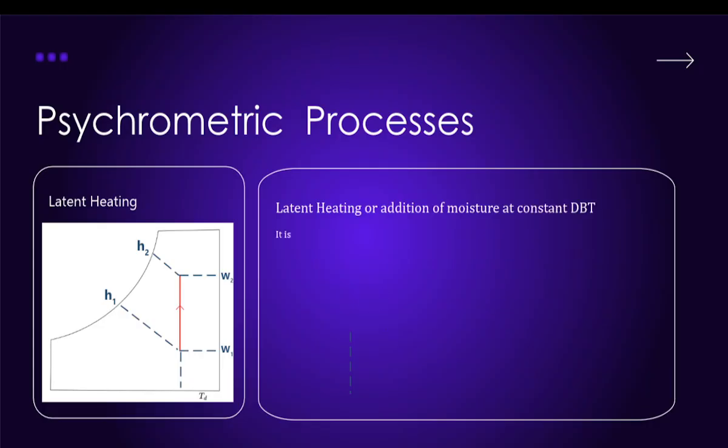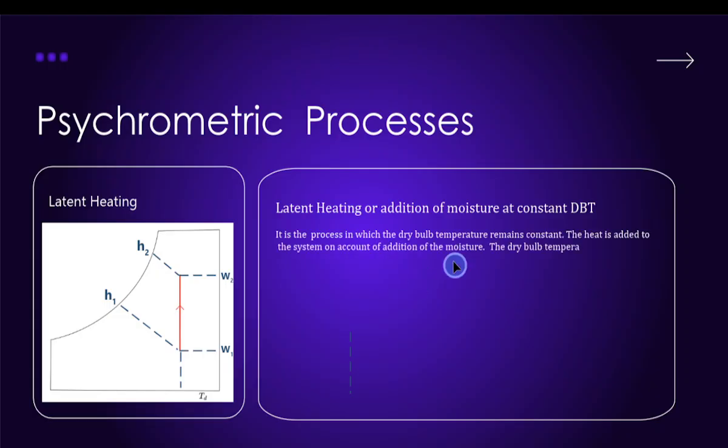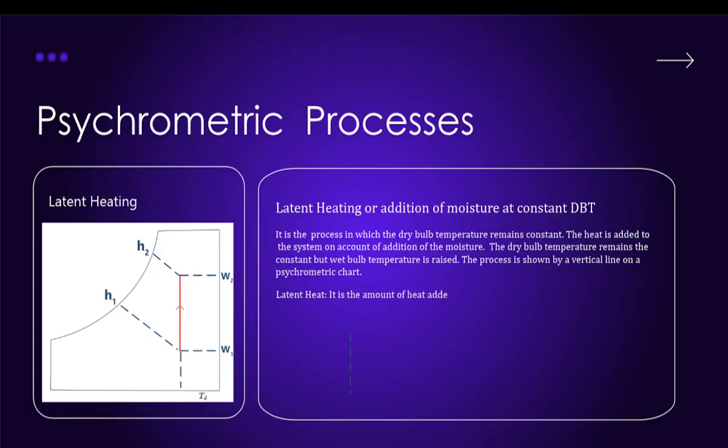Now next is latent heating. Latent heating, or addition of moisture at constant dry bulb temperature. It is the process in which the dry bulb temperature remains constant. The heat is added to the system on account of the addition of moisture. The dry bulb temperature remains constant, but the wet bulb temperature is raised. The process is shown by a vertical line on the psychrometric chart. Latent heat is the amount of heat added or removed due to the addition or removal of moisture to a sample of air. It is denoted by the letter QL or LH.